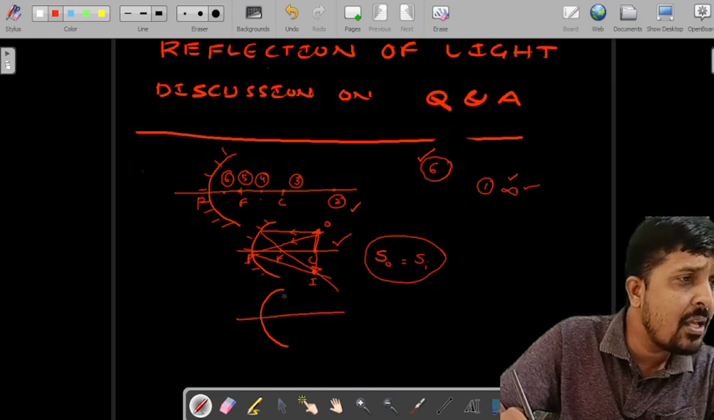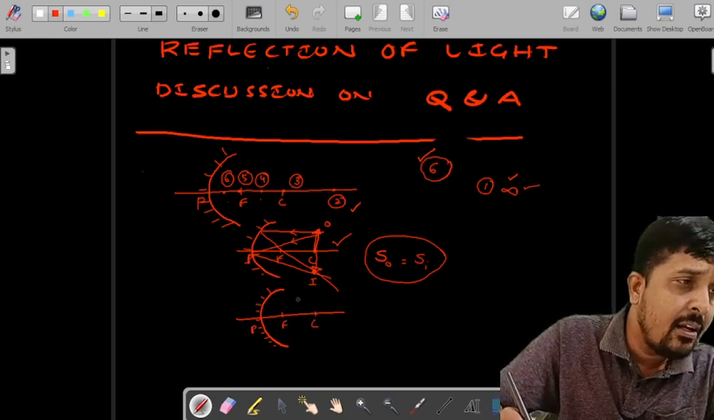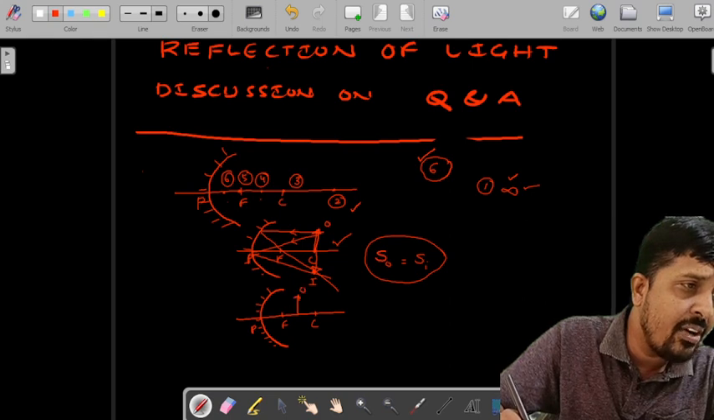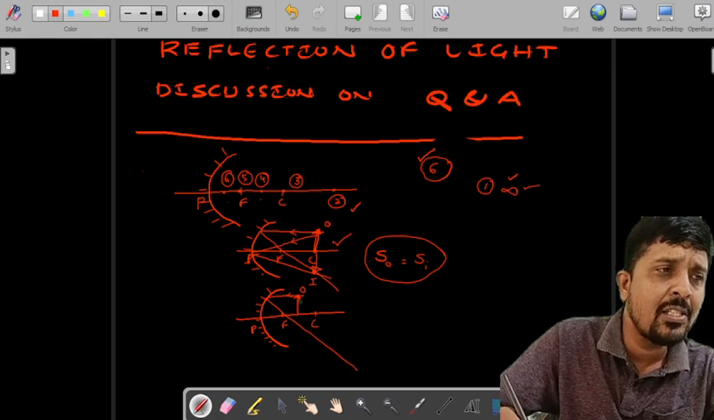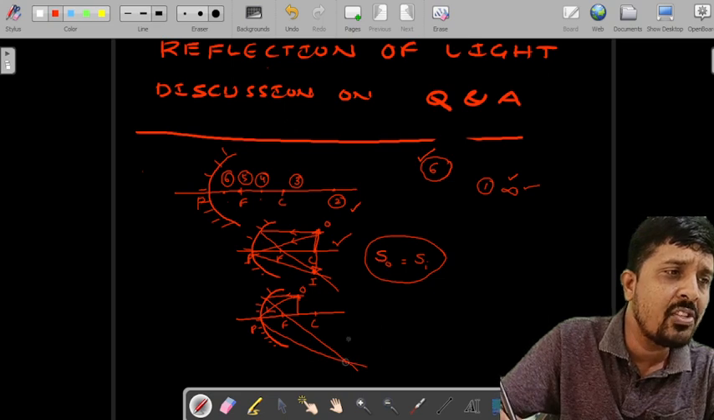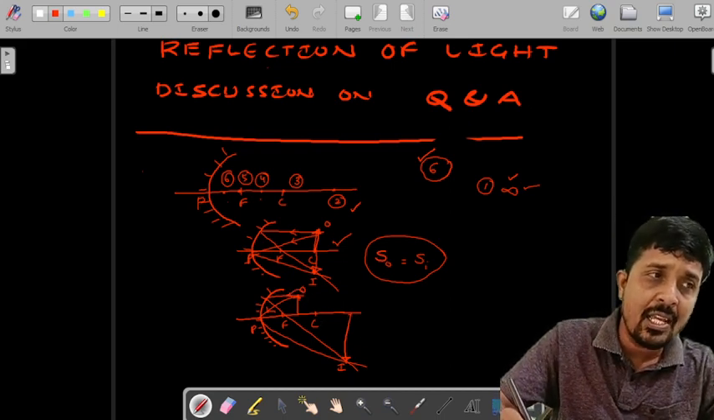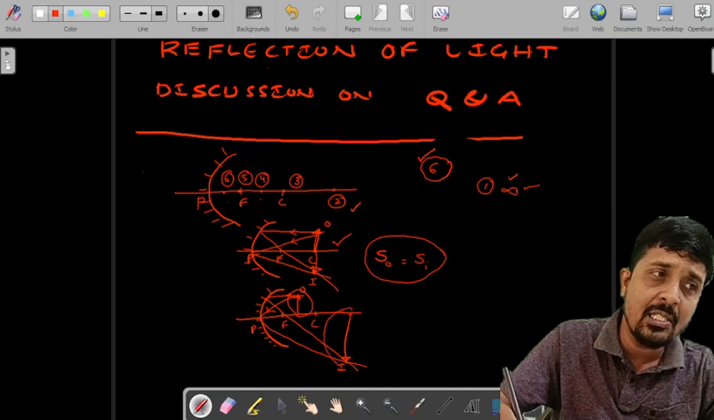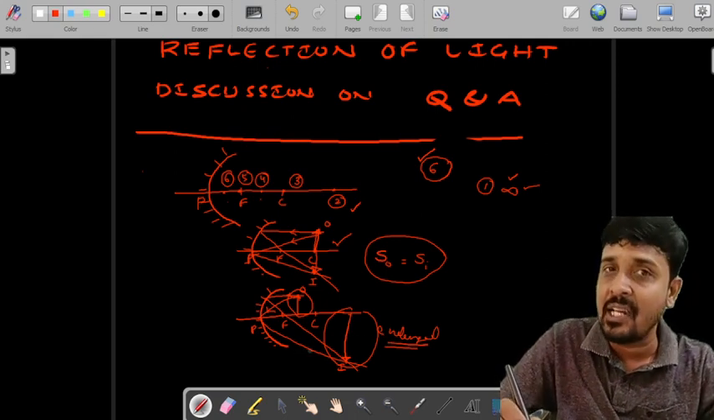Now the next condition is, we are going to place the object. Okay, this is P, this is F and this is C. Now we are going to place the object between F and C. Okay, same conditions, parallel to principal axis, should have to pass through F. Angle of incidence at the pole and angle of reflection at the pole. Now you can clearly understand where the image is going to be formed. Image is formed beyond C, and remember, size of the object is this and size of the image is bigger. That's why obviously we are going to have an enlarged image in this condition.